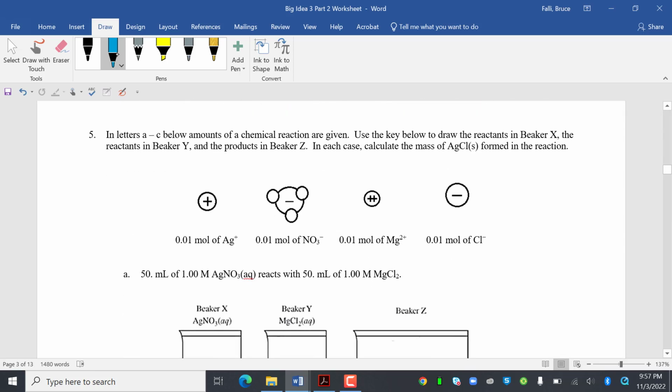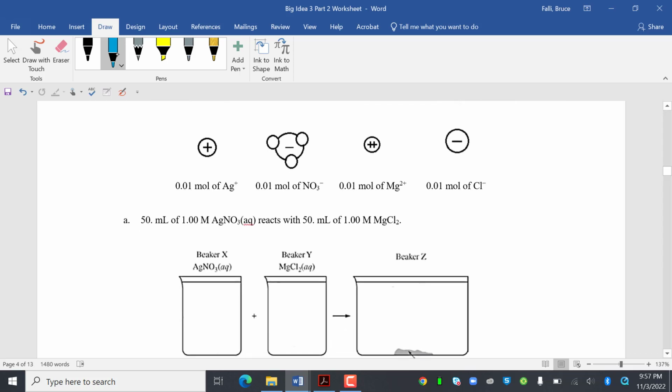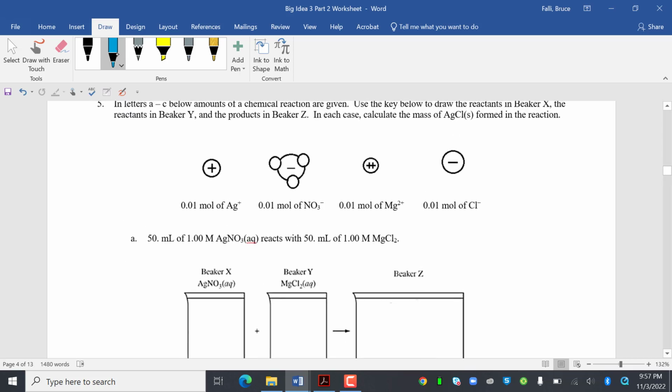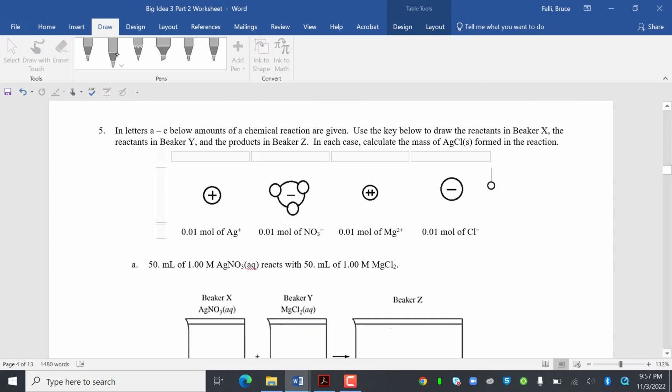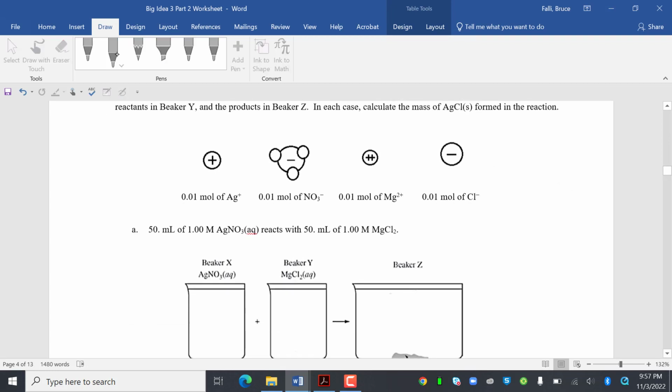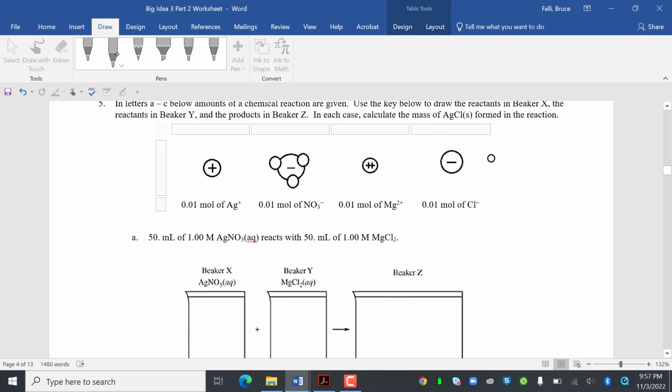Oh, look at this already, page 4. In letters A through C below, amounts of chemical reaction are given. Use the key below to draw the reactants in beaker X, the reactants in beaker Y, and the products in beaker Z. In each case, calculate the mass of AgCl formed in the reaction. Okay, so I've got 0.01 mole of Ag. Do I have that balanced reaction here? I do not. Oh, here it is. So I got to write the reaction myself.